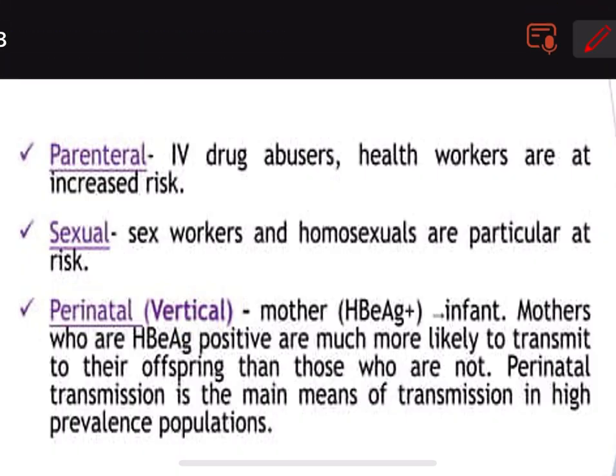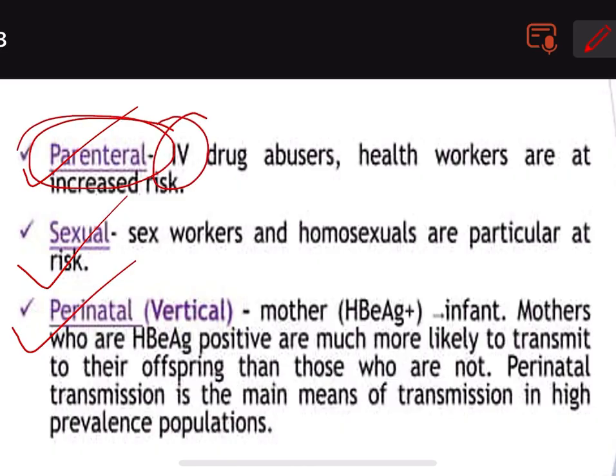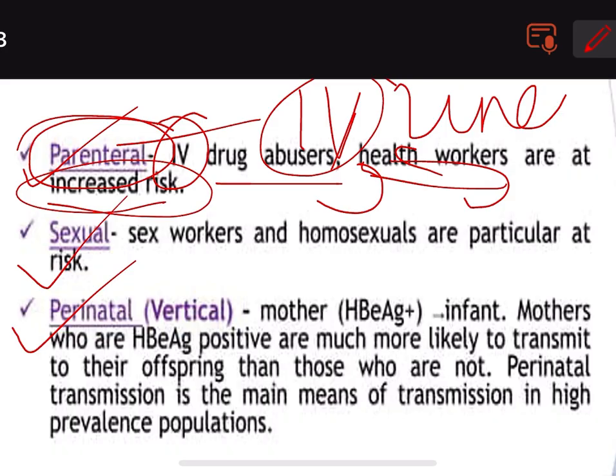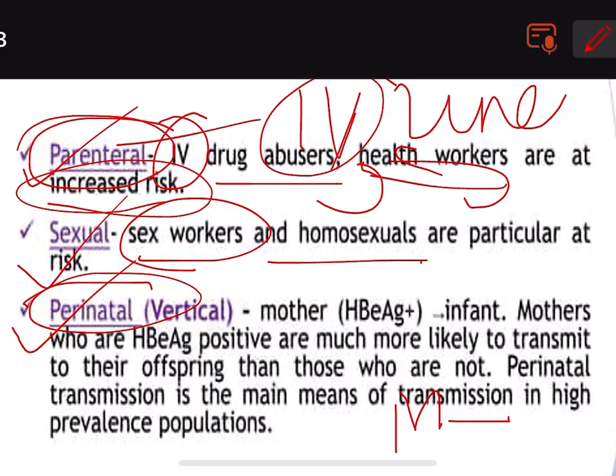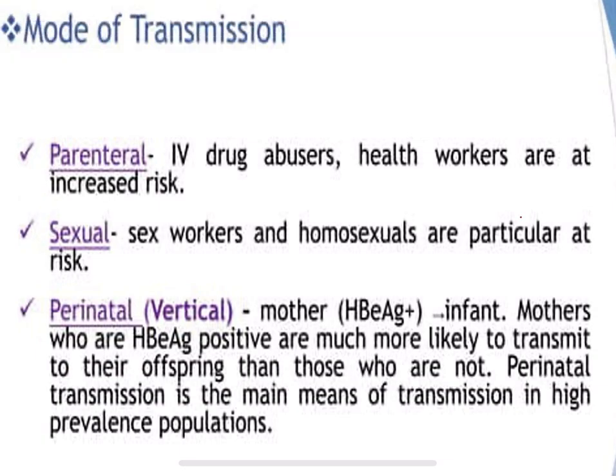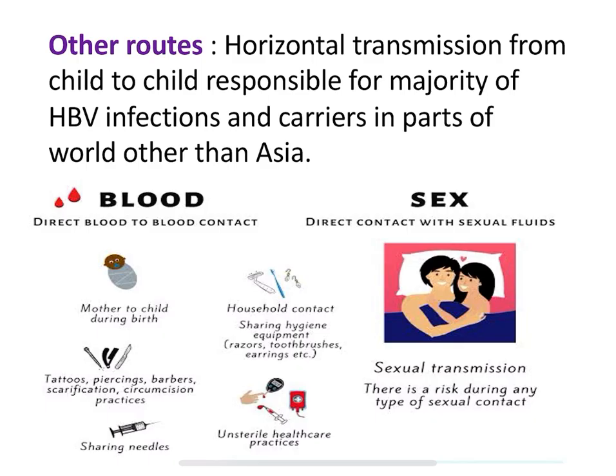Is it clear? What are the modes of transmission? We have parenteral, sexual, perinatal. Okay, parenteral is by IV line. You remember parenteral is IV line. So IV can be by drug abusers, again the needles, and health workers; they are at an increased risk. Sexual: sex workers, homosexuals. Perinatal, from the mother to the infant. It is a vertical transmission. Okay, mother to the infant. The other route is horizontal, child to child, which is responsible for the majority of HBV infections.